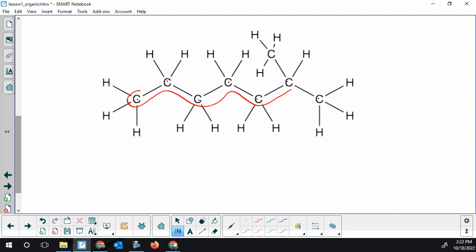It doesn't matter. If I go this way, 1, 2, 3, 4, 5, 6, 7. If I go up, it's also 7. It's a tie for the longest. When it's a tie, you can go either way. You'll get the same name. So I'm going to go that way. That is one of the longest chains.